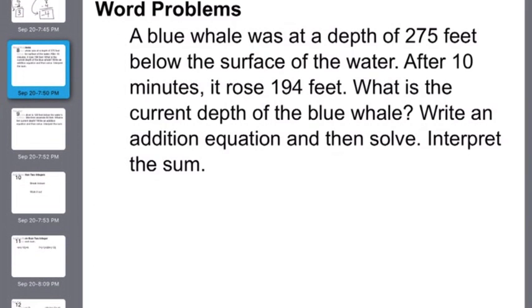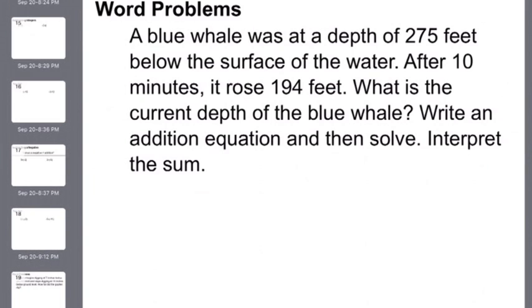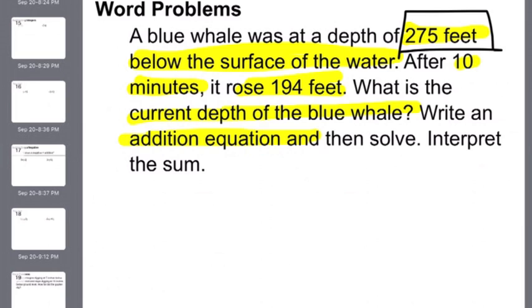Here it says a blue whale was at a depth of 275, and starting where we left off, we are going to write an addition equation and then solve, and then we're going to interpret the sum. So it says the blue whale was at a depth of 275 feet below the surface of the water. And after 10 minutes, I don't know if that's important or not, it rose 194 feet. So if we want an addition equation to represent the current depth of the blue whale, I don't care about that 10 minutes. I just care about where it started and where it ended.